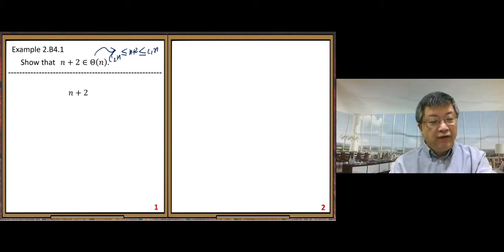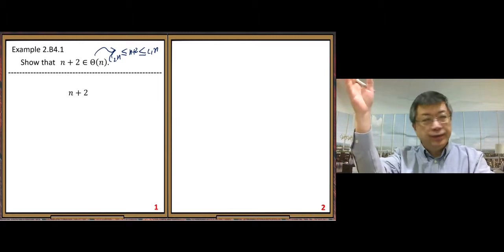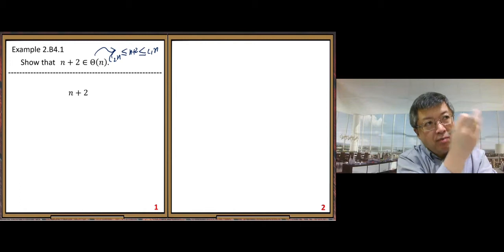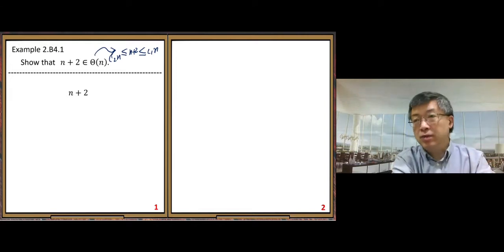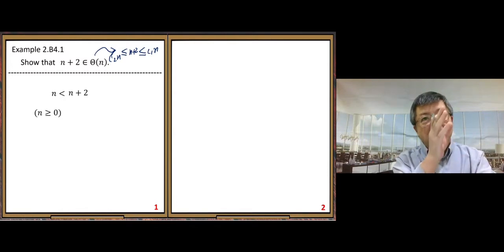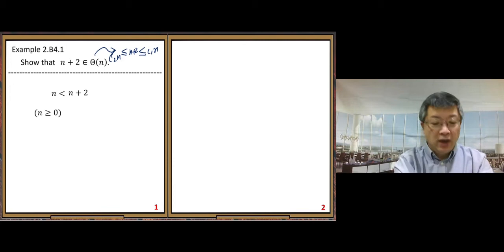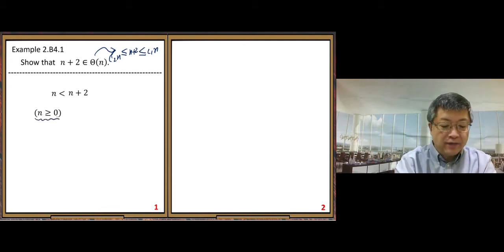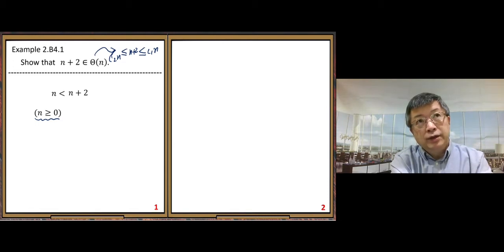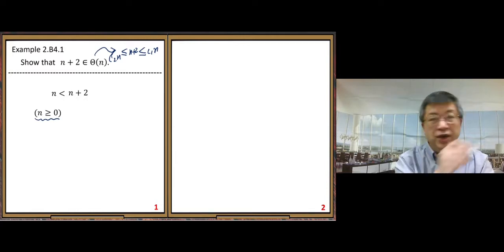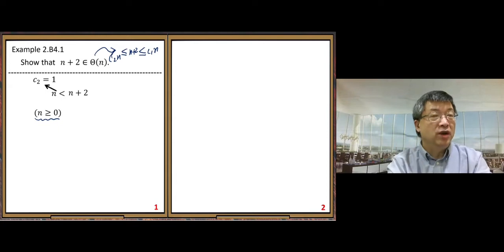So let's do it. First, we start with n plus 2. For the lower bound, can we find some constant multiple of n that is smaller or equal to n plus 2? As simple as possible. Yes, just n, strictly less than n plus 2, right? We also should give the range when this inequality is true. Because we only consider non-negative n, we put n greater or equal to 0. When we consider the problem size, we never consider negative size, right? N can never be a negative number. So that's the reason we just write n greater or equal to 0. C2 equals 1 times n.